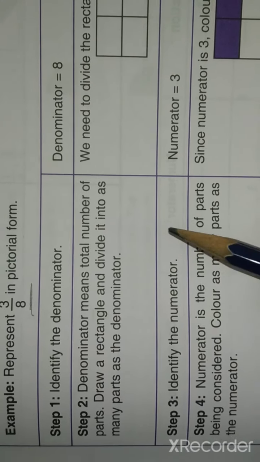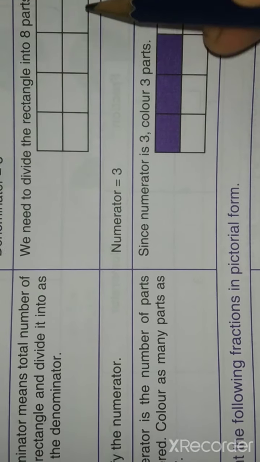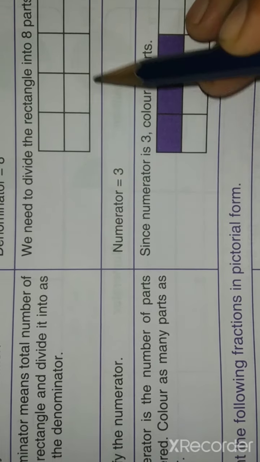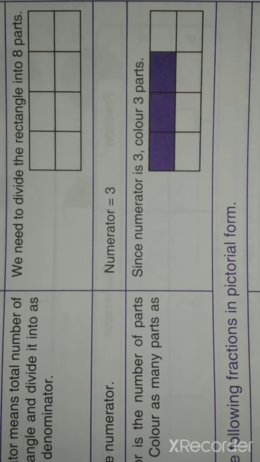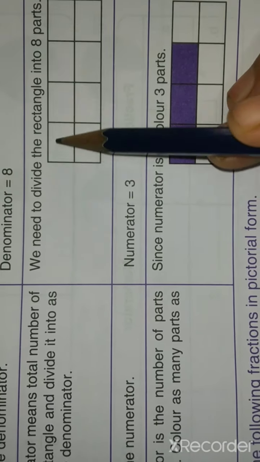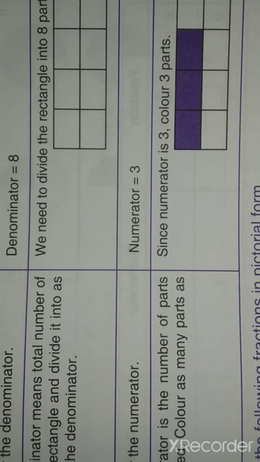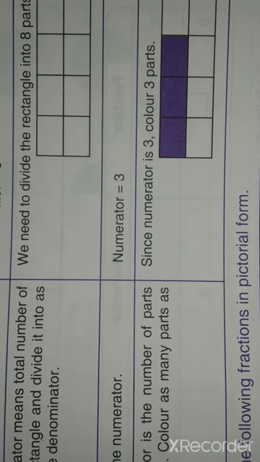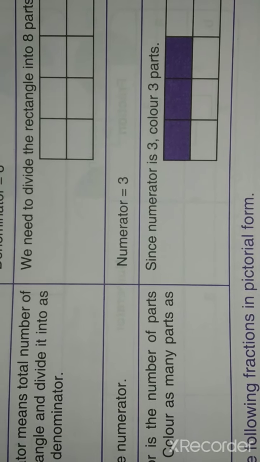Now what we have to do? We have to draw one rectangle. How many parts will we divide it into? The total number of the denominator. So how many do we need? We need to divide the rectangle into 8 parts. Why do we need 8 parts? Because the denominator is 8. That's the reason we divided it into 8 parts here.